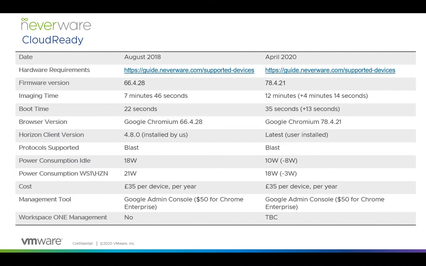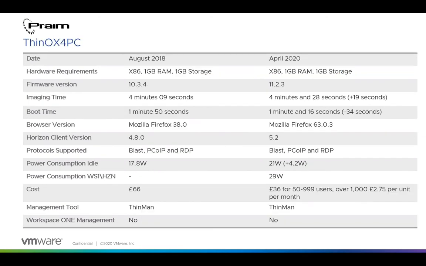And maybe this is a little bit common across the board because over the last 18 months, 2 years, firmware and image sizes have got that bit bigger and they have more functionality and they're doing more. So that could just be down to natural growth. In terms of power consumption, we did see reductions in both idling and when accessing Workspace ONE and Horizon, which was a good thing.